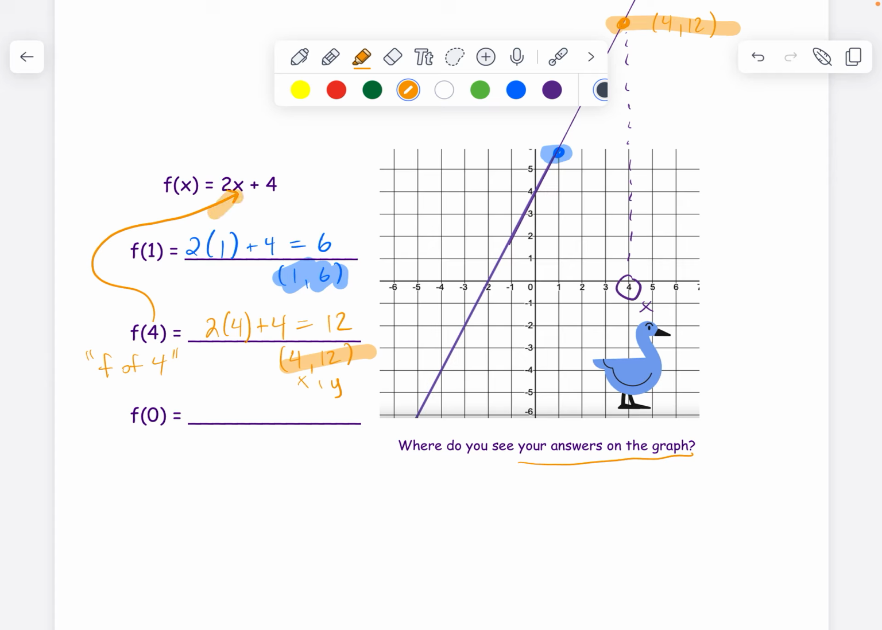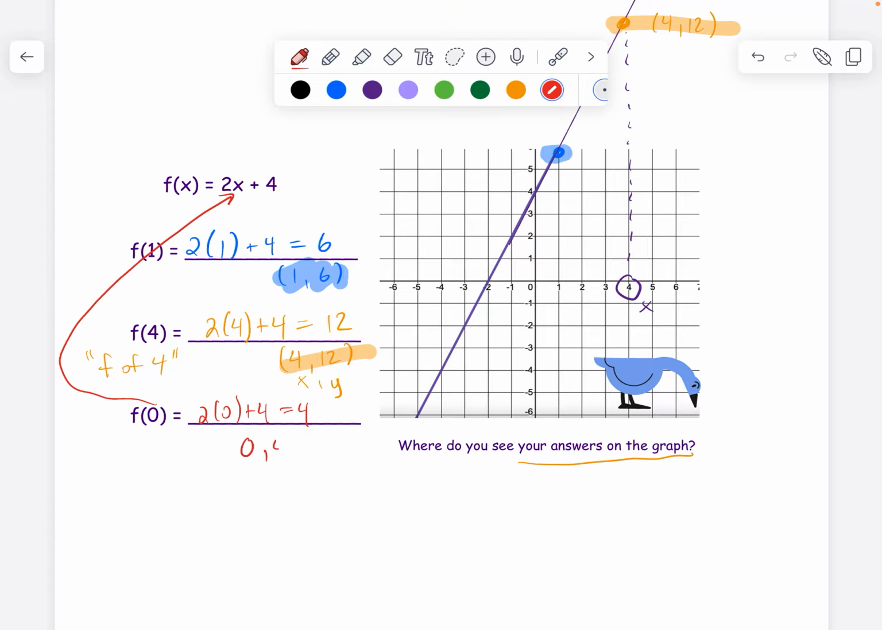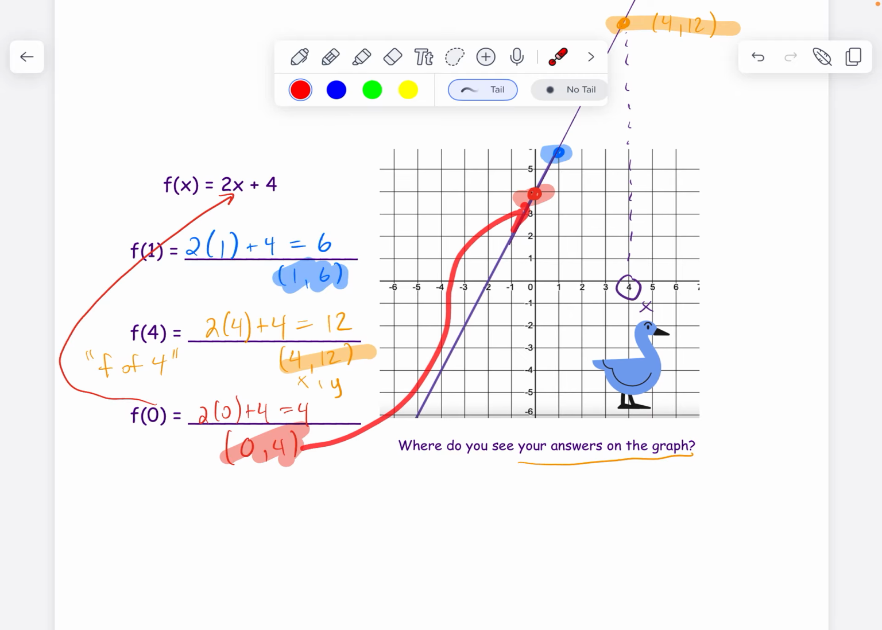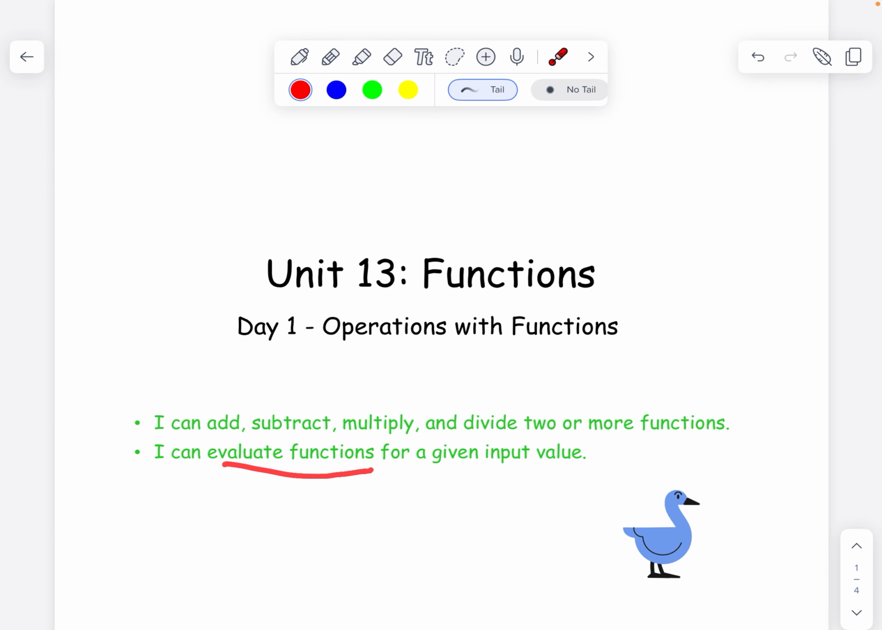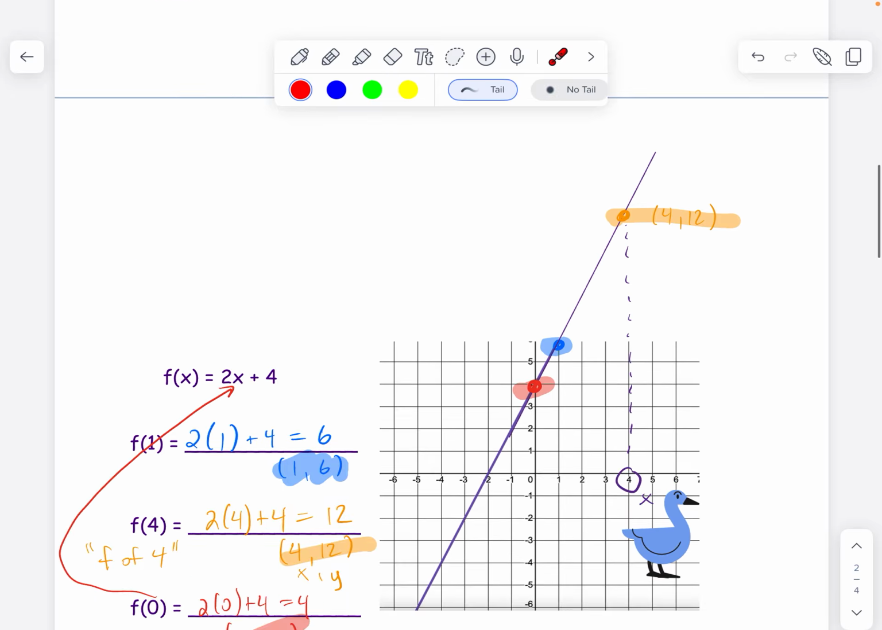The last one is actually the easiest one in my opinion, because plugging in zeros is easy. 2 times nothing plus 4, well, that's 4. So this coordinate is 0, comma 4, which is this red one right there. And of course it works. So it's kind of nice to check your math by looking for the dot on the graph, the coordinate. So that's called evaluating. This is evaluating a function for a given input value.